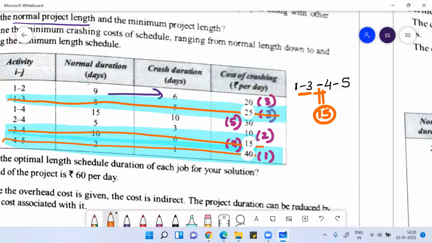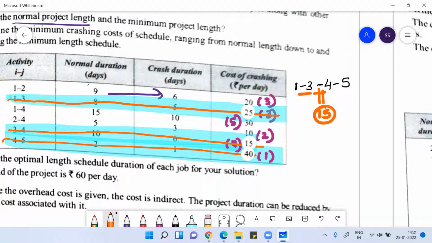Are you getting me right? If you want to reduce 1 to 3, you need to pay 25 rupees per day. If you want to reduce 3 to 4, you need to pay 15 rupees per day. So what is the better option? You should go with 3 to 4, right? Because 4 to 5 would be 40 rupees per day. So the cost of crashing per day, what would be more economical for you? 15 rupees per day, right?